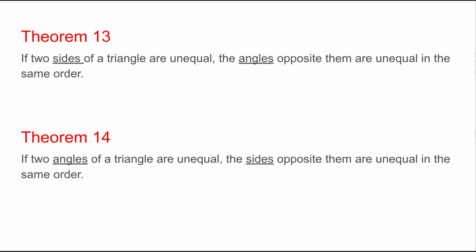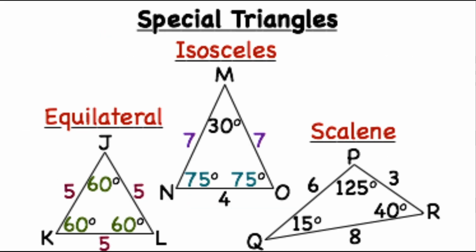And then Theorem 14 is saying the same words except it's flipping sides and angles. So it says if two angles of a triangle are unequal, the sides opposite them are unequal in the same order. So they are the converse of each other, and we'll explore more what this means.